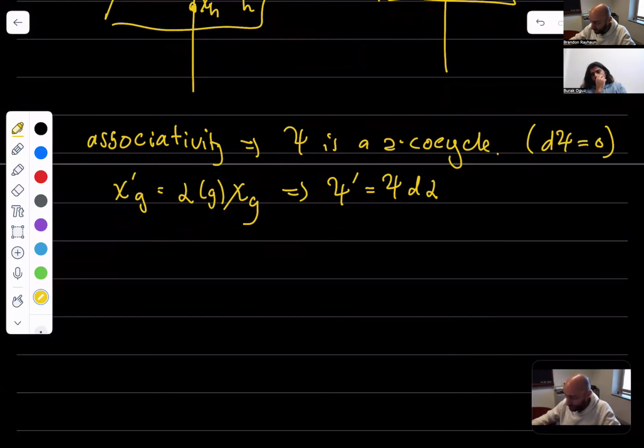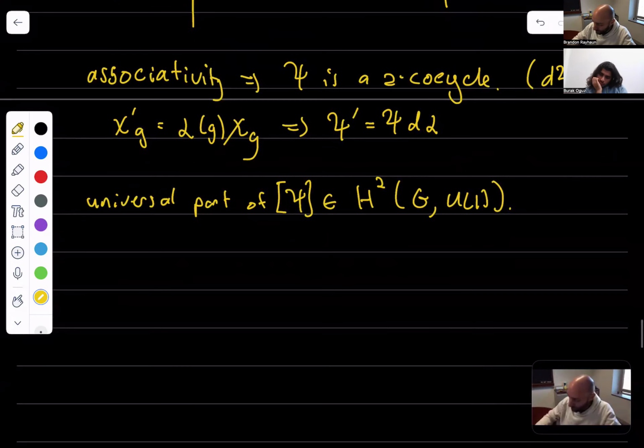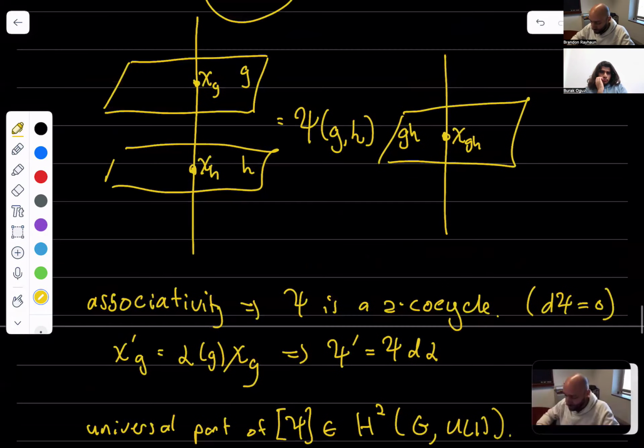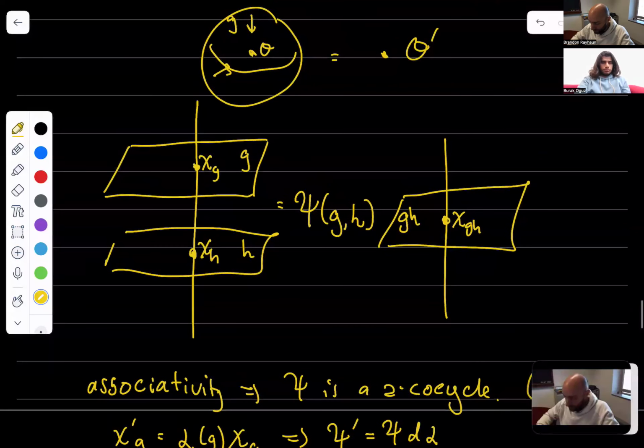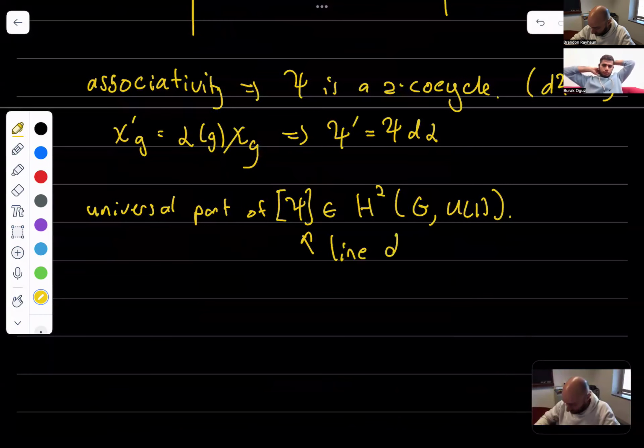And this is precisely the problem of group cohomology. So what these two things tell you together is that the universal part of psi is an element of the second group cohomology of G with coefficients in U(1). Okay, so the summary is that this is what we call the line defect 't Hooft anomaly.